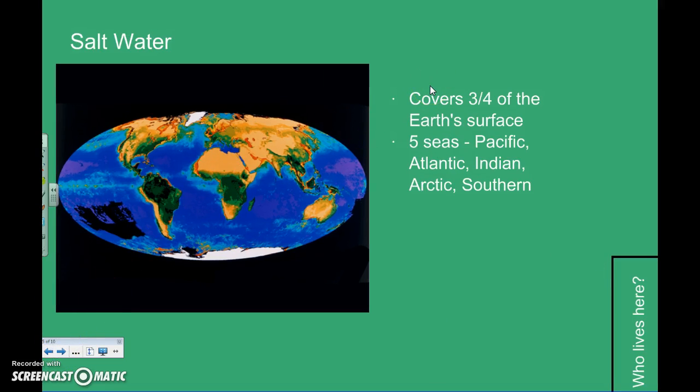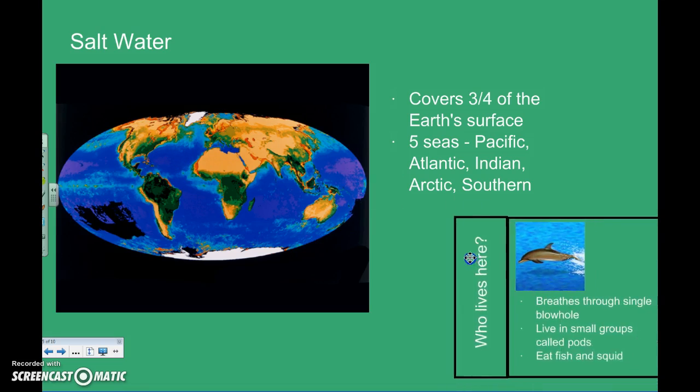Next we have saltwater. In the scratch we didn't have an example of a saltwater animal, but that's okay. So for saltwater, it covers 3/4 of the Earth's surface. There's 5 different seas: the Pacific, Atlantic, Indian, Arctic, and Southern. So if you can think of what sea we go swimming in when we go to the beach, when we go to Ocean City, it would be the Atlantic, if any of you remember that. And we'd be right over here, the Atlantic Ocean.